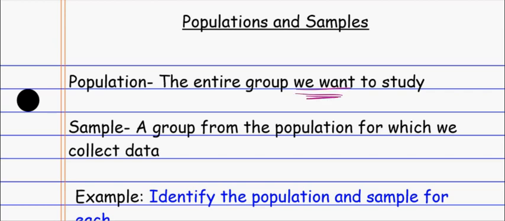We might not be able to study every person or everything in the population, but this is the group we want information about. The sample is the group that we actually do study, that we actually conduct the surveys, the interviews and those kinds of things with. It's where we're actually collecting the data from. So it's a group from the population for which we collect data.